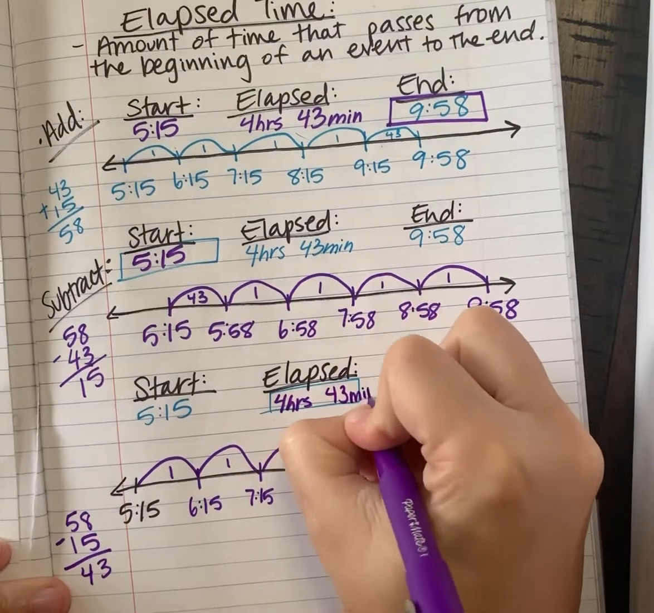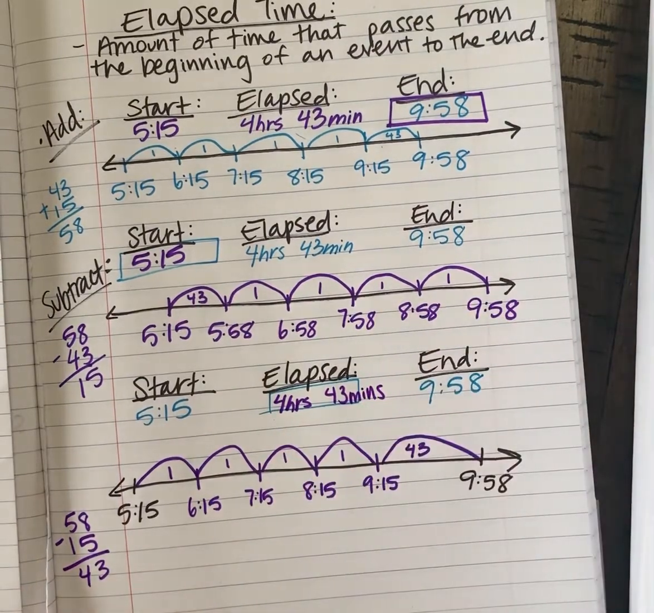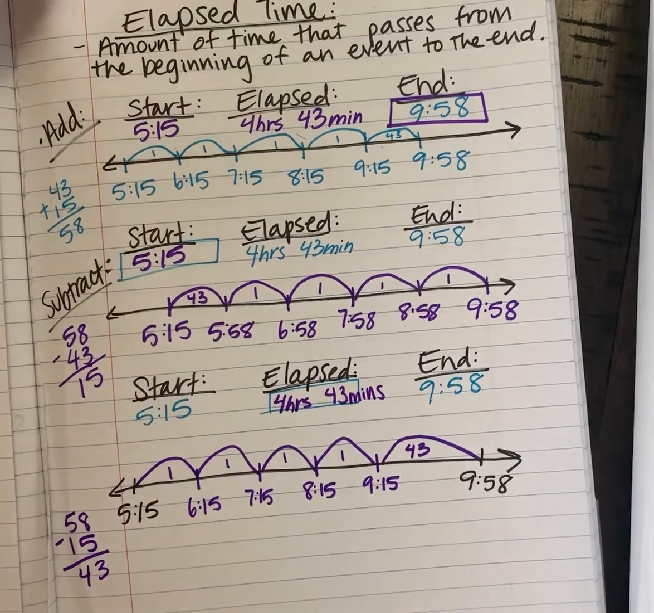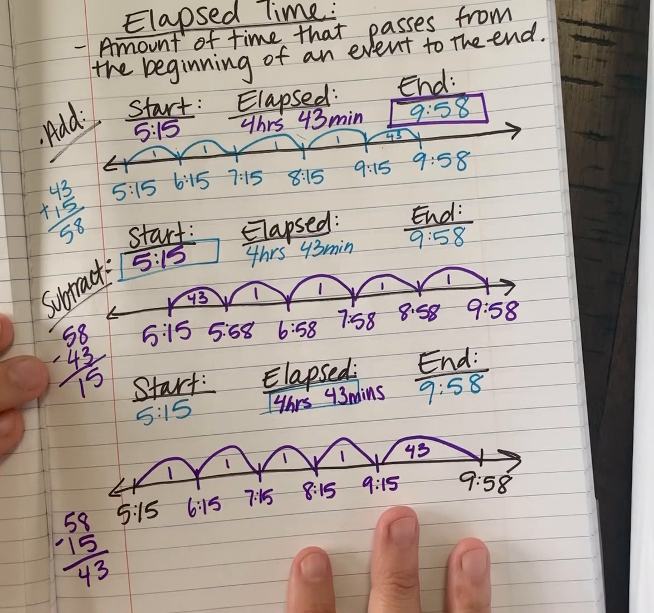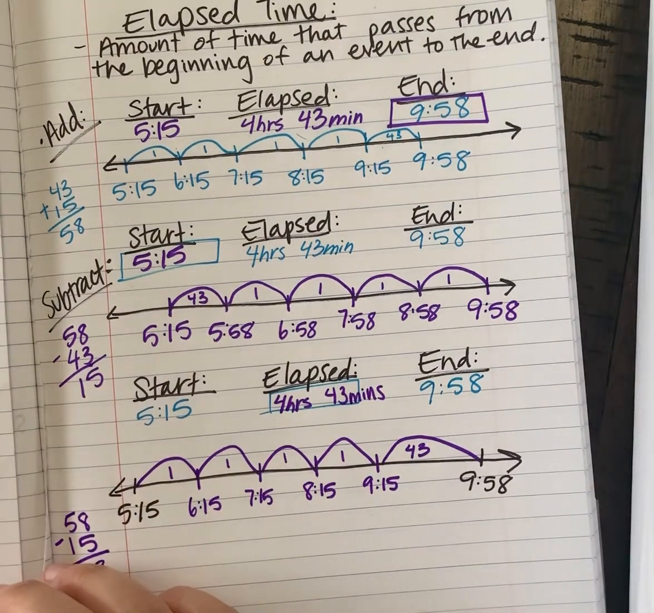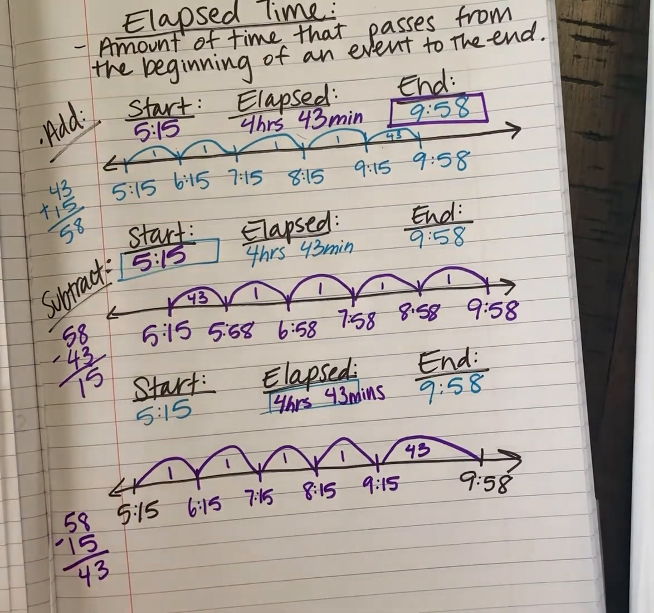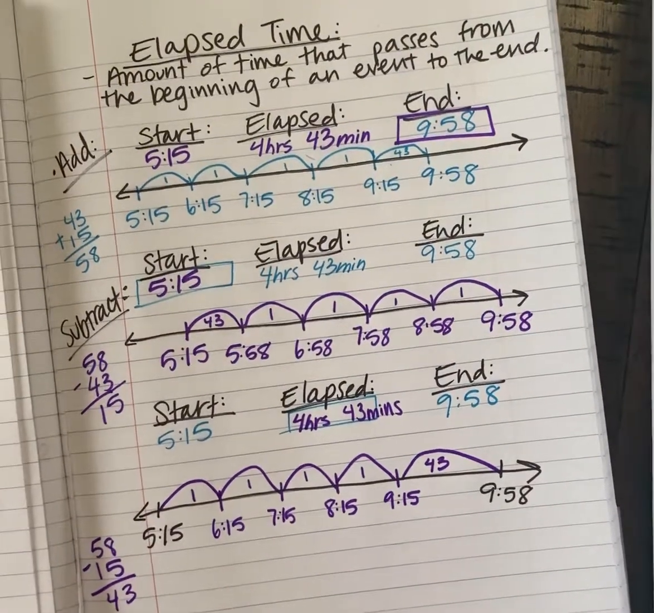4 hours and 43 minutes. This is my favorite strategy just because it's more visual. Yes, it's a little more writing, but I'll take a picture of this if I went a little too fast, and then you could just print off the picture or make your notes from the picture. Alrighty.